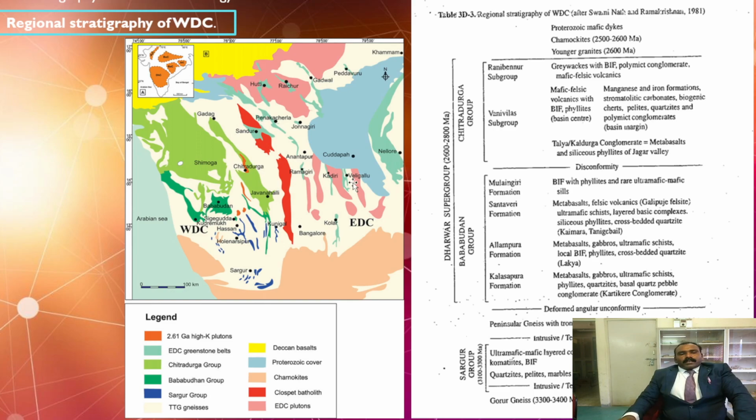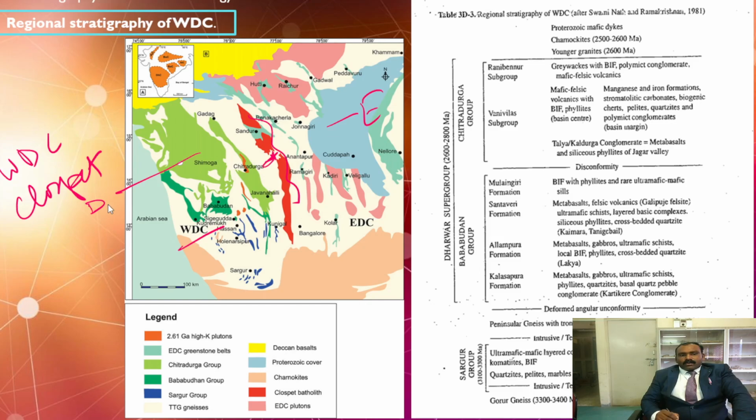Coming to the peninsular region of India, which is supposed to be part of the Deccan, the peninsular rocks have different kinds of cratons. Those cratons are the Western Dharwar craton, WDC, and the Eastern Dharwar craton, which are separated by the Closepet granite. You already know about the Closepet granite, the plutonic body which separates the western and the eastern regions of the Dharwar craton.